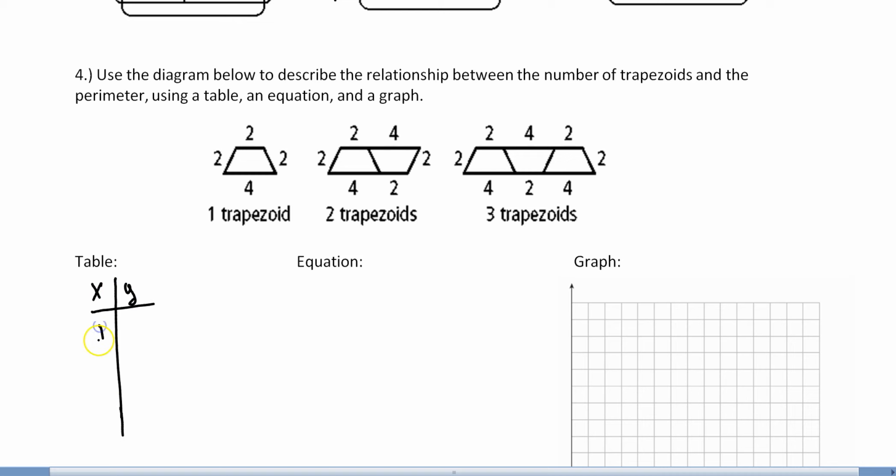And so when I have one trapezoid, if I count up the distance around this thing, it gives me a 10. If I have 2 trapezoids, again, when I count up the distance around this thing, it looks like it gives me a 16. And then when I have 3 trapezoids, once again, when I count up the distance around this thing, it looks like it gives me a 22. And so hopefully we can look at the pattern and say, okay, it looks like it's going up by 6 each time. This would be then a 28.